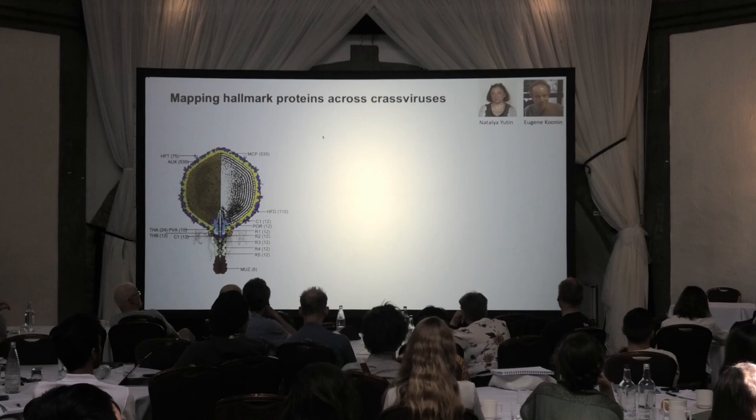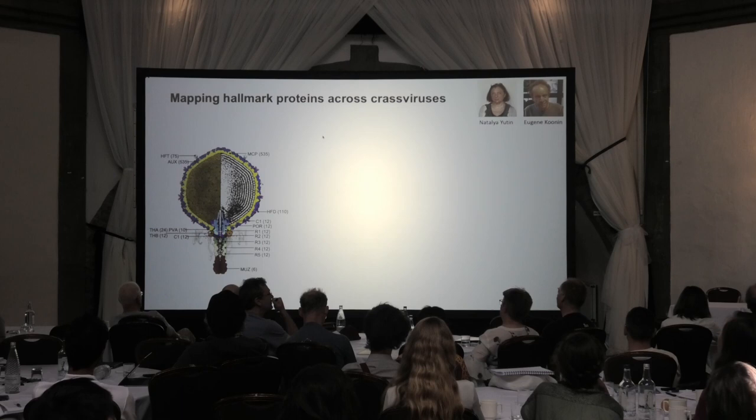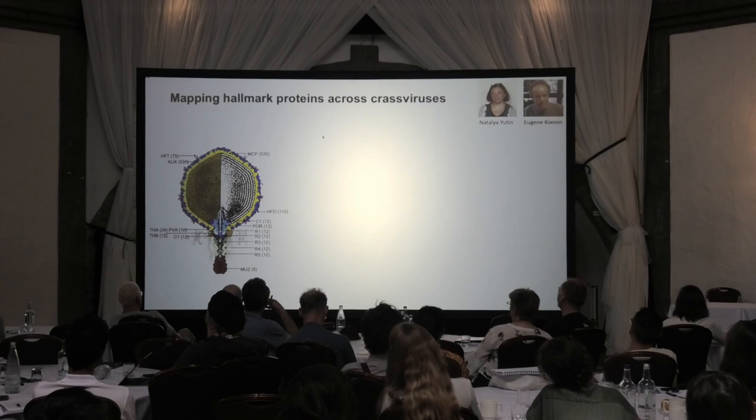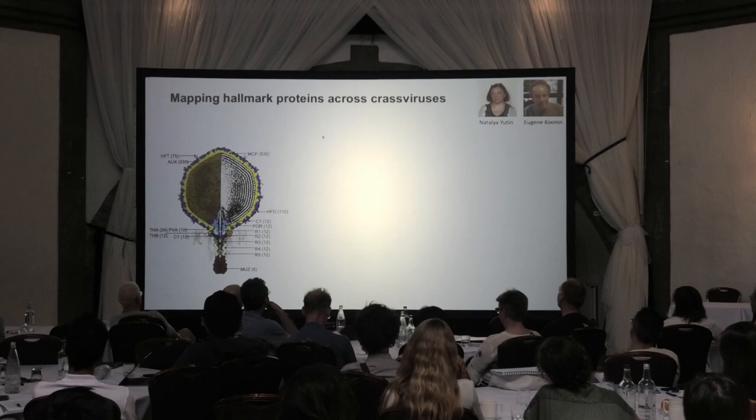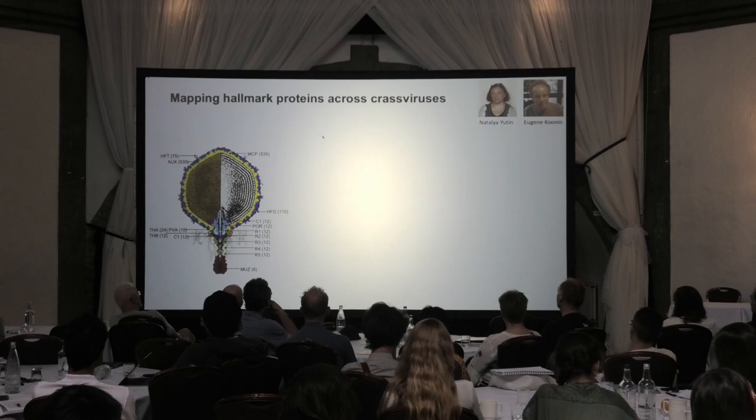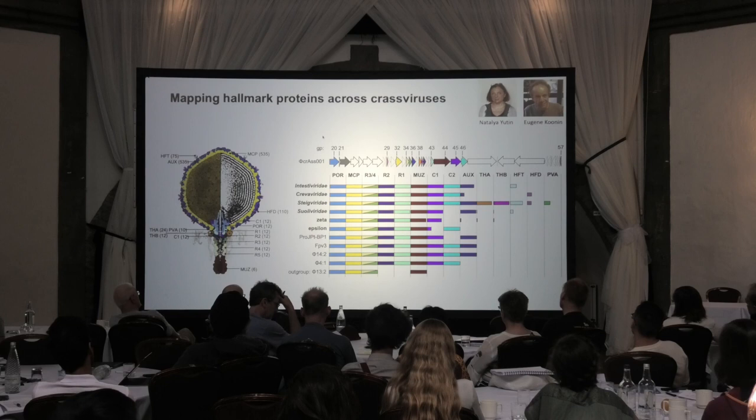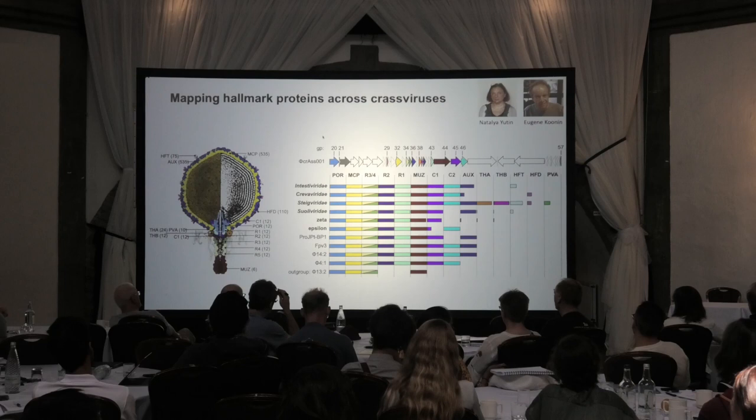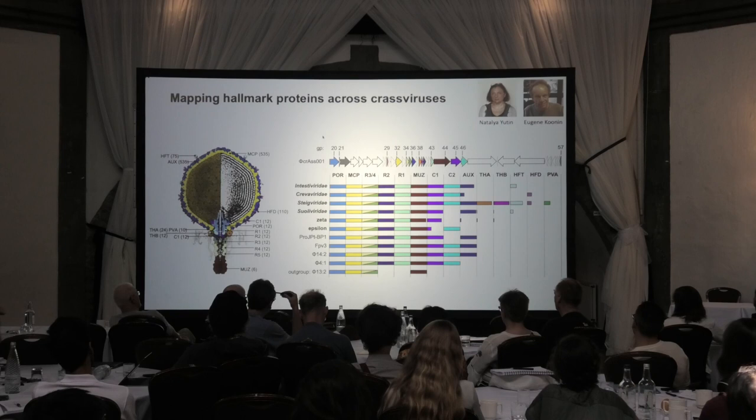But we wanted to know how this fitted in to the crassvirus order as a whole. We didn't want to study just one virus, we wanted to know what it said about the family in general. So in collaboration with Julian and Natalia Newton, we tried to find all the accepted groups within the crassvirus order, and also some other groups which haven't been accepted, and other representative members, which of these proteins that we were able to structurally characterize are represented in those families.